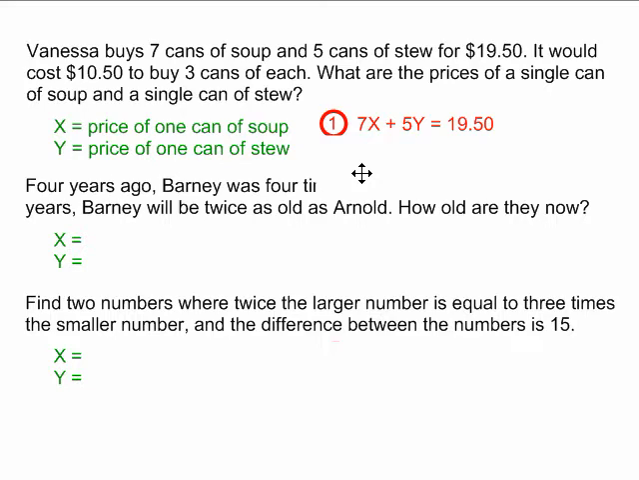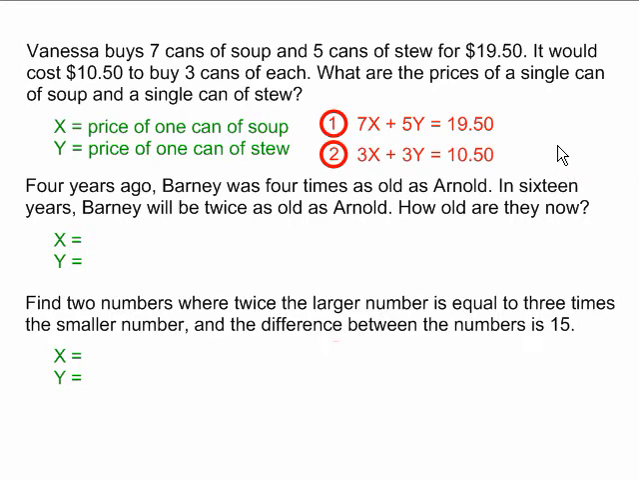And the information after that period in the second sentence, it would cost $10.50 to buy 3 cans of each, gives me all of the information I need to define my second equation. 3x plus 3y equals 10.50. If I use substitution, elimination, or comparison on these two equations, I will correctly answer this question.